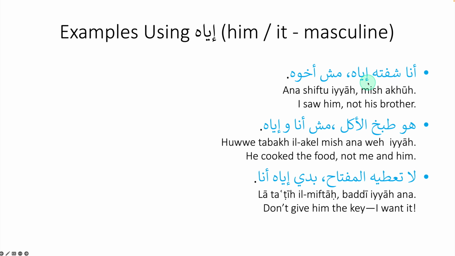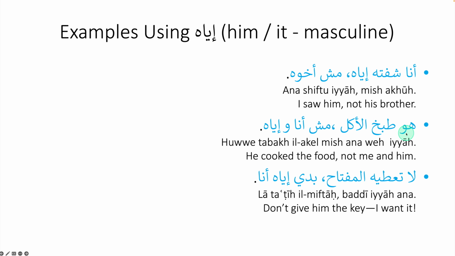أنا شفت إياه مش أخوه. I saw him, not his brother. So there, إياه is pretty much an extra. You could delete it. You can say أنا شفته مش أخوه, not his brother. However, there we use it to be a little bit more emphatic and emphasize that I saw him. So we tend to use it, and it's actually nice. And people tend to use it in dialect to clarify on the object and or the topic they're talking about. So people would tend to use that there.